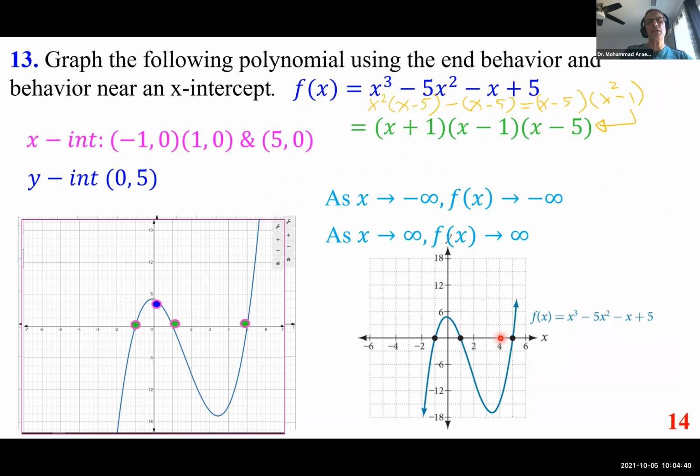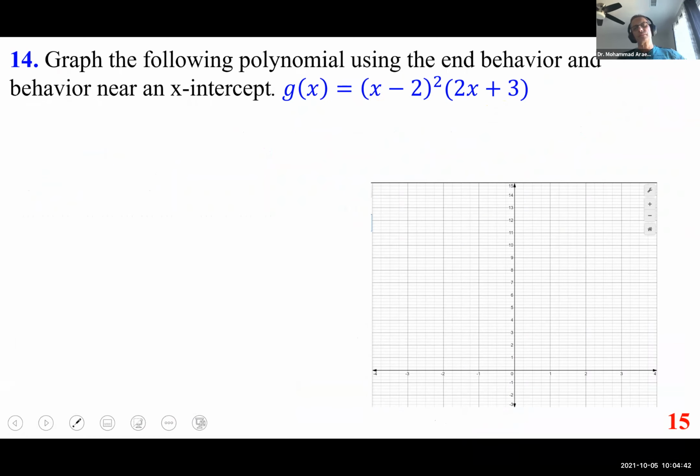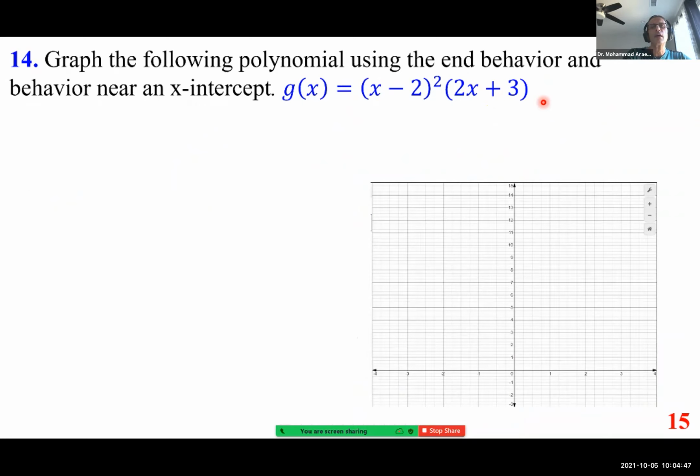All right, we're going to repeat this with a different function. First of all, we have the x-intercept at x equals 2 and at x equals -3/2. So this results in (2, 0) and (-3/2, 0). This has multiplicity 2. This has multiplicity 1.